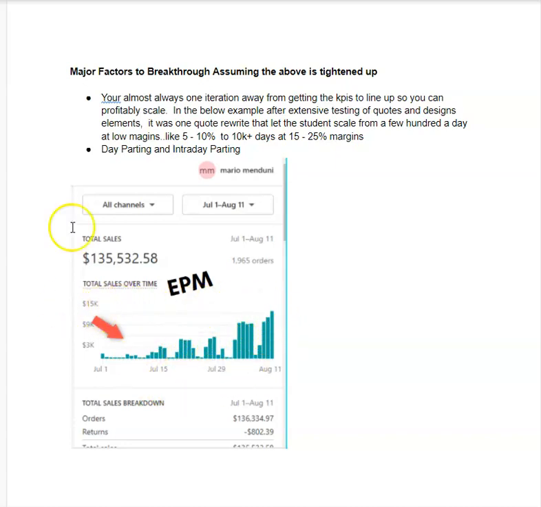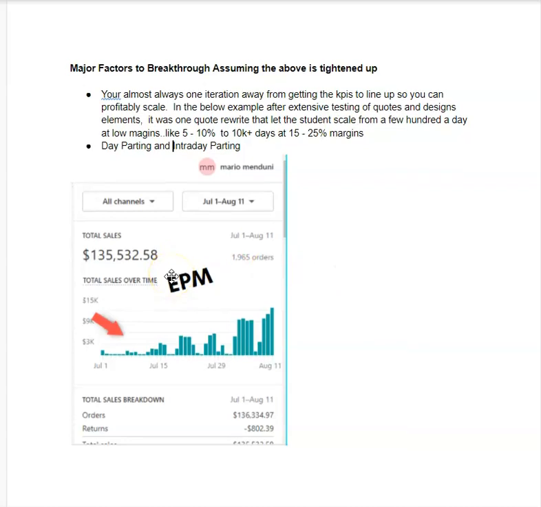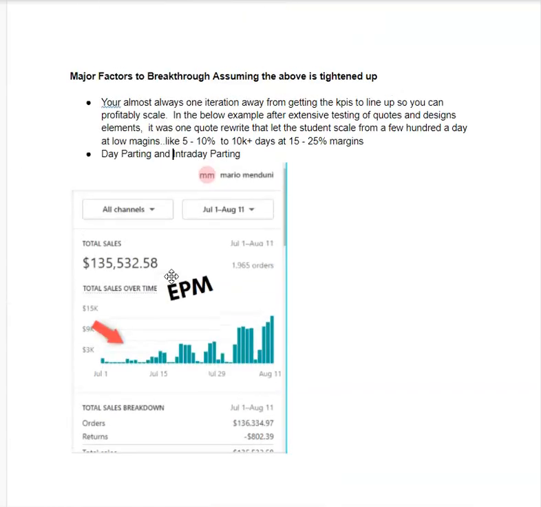And then the day parting comes into the factor of, you'll see these couple days a week where we do considerably lower sales. And that's intentional, right? That's because we know this niche inside and out as far as which days are more likely to give money back. And we'll adjust our budgets accordingly, right? And our strategies. The other factor here is intraday parting.